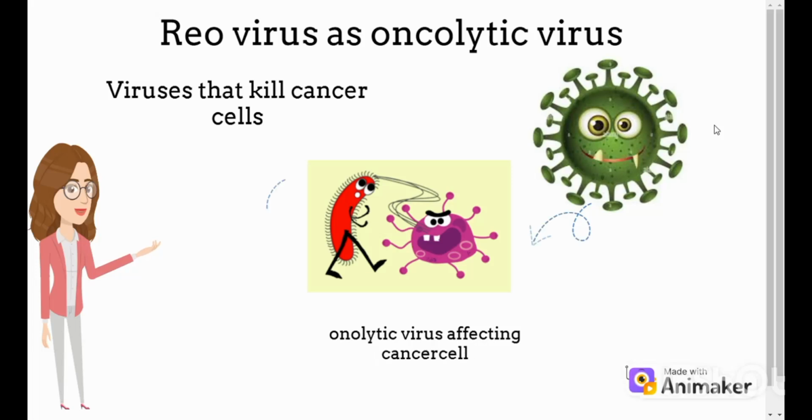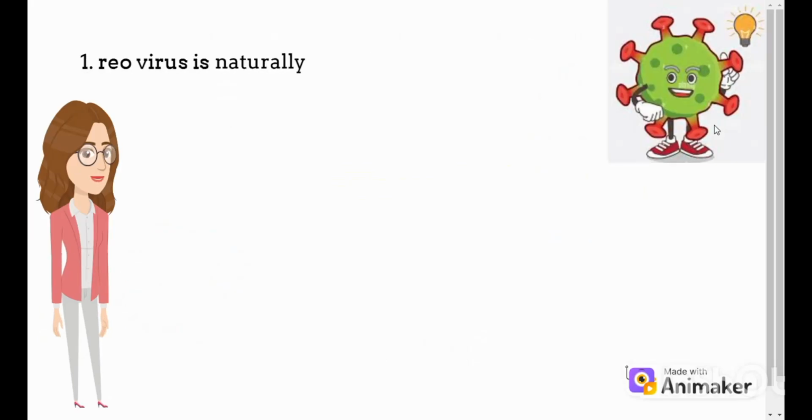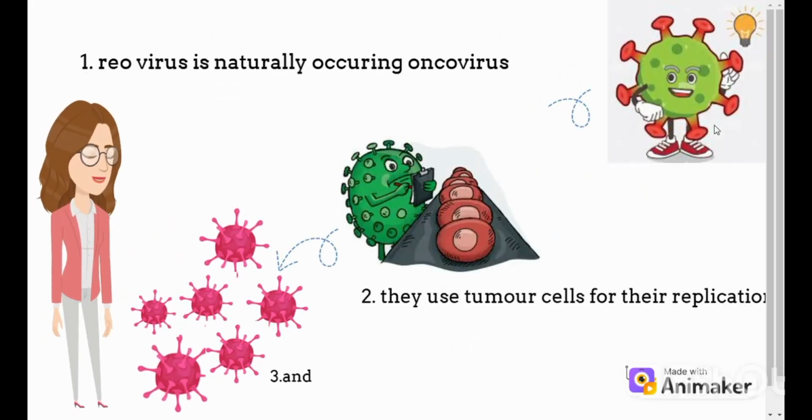Oncolytic viruses are viruses that are specifically engineered or are naturally capable of infecting and killing cancer cells through different mechanisms, leaving normal healthy cells largely unharmed and only destroying cancer cells. Now let's discuss the oncolysis mechanism of reoviruses. Reoviruses are naturally occurring oncolytic viruses.